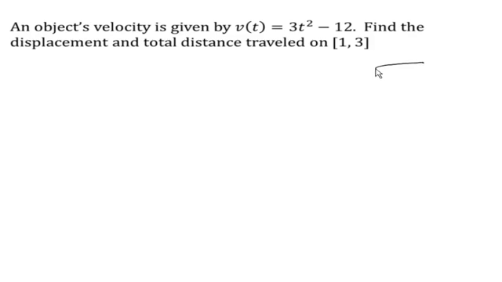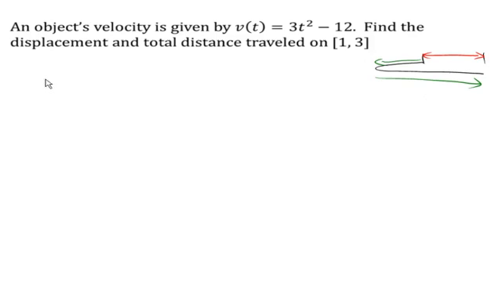looks like my velocity starts negative here, so if I end up moving backwards and then forwards, displacement is going to measure the difference between where I start and where I end, whereas total distance traveled is going to add up both this movement and this movement. So let's start with displacement.